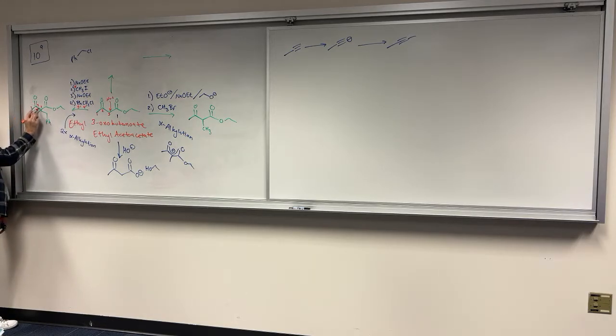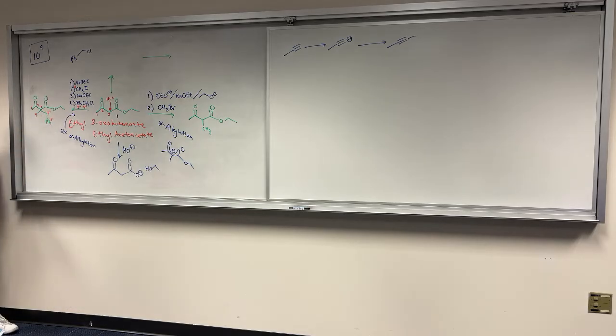So here's 1, 2, 3. 3 attacks 4'. 4' is attached to 5'. Great. I've added all of my carbons. I haven't lost track of anything. Here is one of the useful features of acetoacetate and malonic esters in doing alkylations. We can run a new type of reaction after alkylating.